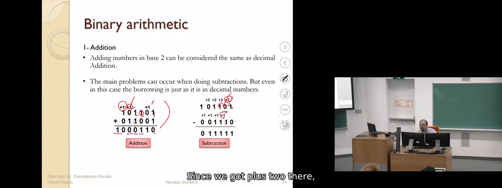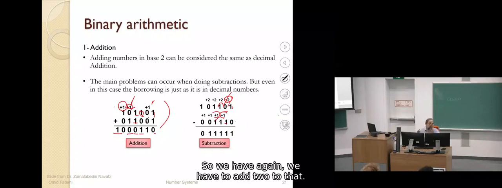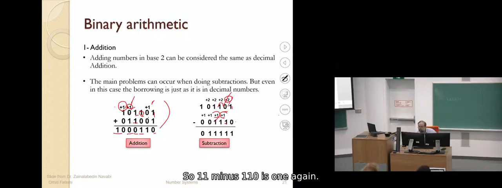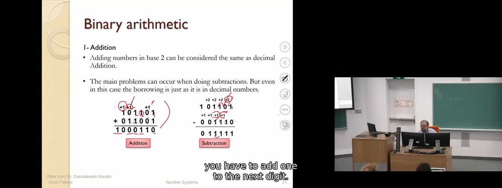Okay, since we got plus 2 there, we have to add plus 1 here. Again, 1 plus 1 is 10, and up we have 1. So we have to add 2 to that. We have to borrow something. So 11 minus 1 is 1 again. And then because we borrowed something, we have to add 1 to the next digit. 1 plus 0 is 1.